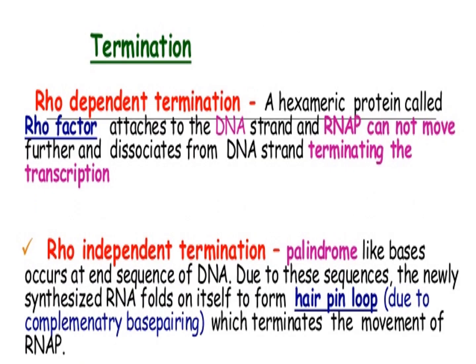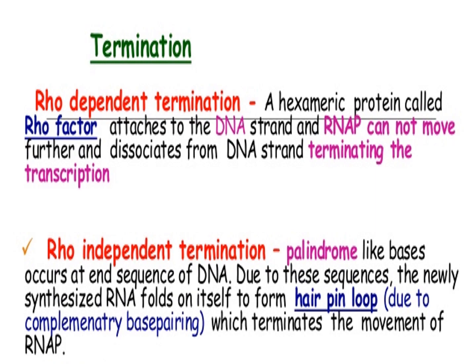I will explain what rho dependent termination is. In rho dependent termination, a hexameric protein called rho factor will come and attach to the DNA strand. So the RNA polymerase cannot move, and automatically the RNA synthesis stops. So termination occurs due to the rho factor. This is rho dependent termination.